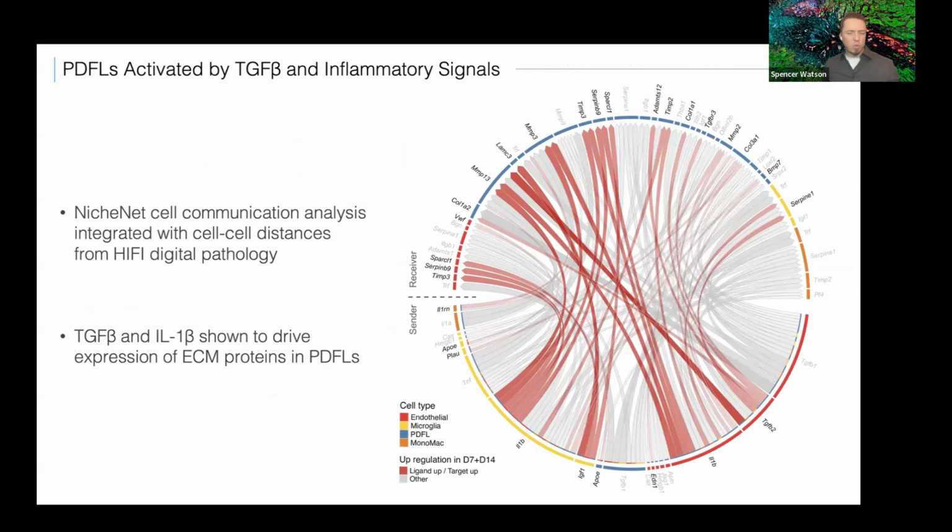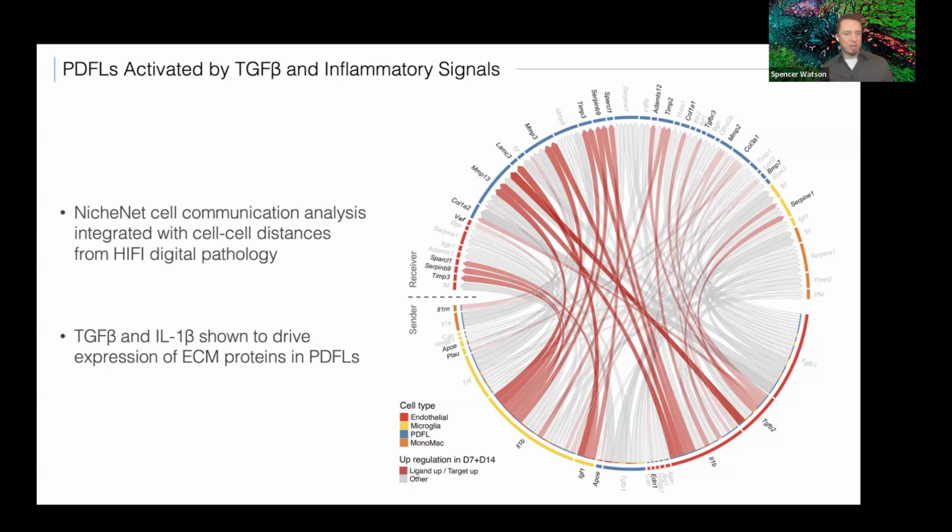So we next want to see what were the signals that were driving this PDFL cell type to respond and create all of these ECM proteins after treatment. So we use a cell communication tool called NicheNet. And I guess if anyone's done any cell communication analysis on disaggregated single cell data, you know that you get a ton of different, very significant cell communication events. So it becomes really hard to tell what are actually the most important ones.